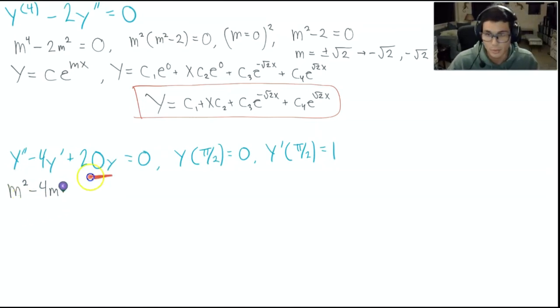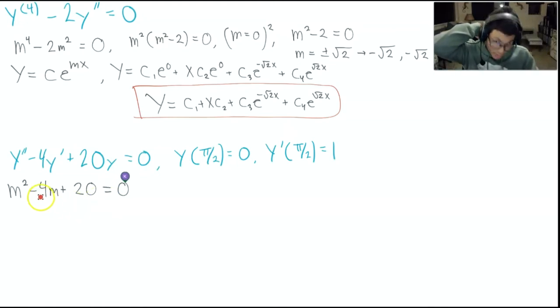Now, 20y. You should ask yourself, what order of derivative is this? And if you answer the question properly, it's 0. This is the 0th derivative. So then, what is the 0th polynomial? It's just 1. So this is 20 times 1, and we'll just write it as 20. Okay. And this is just your algebra 2 right here.